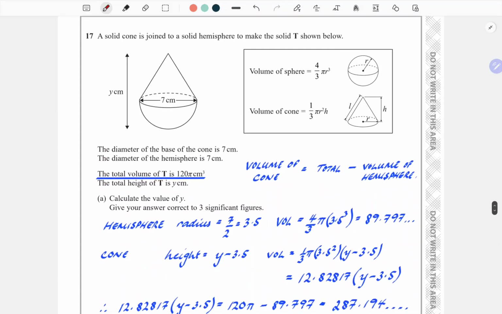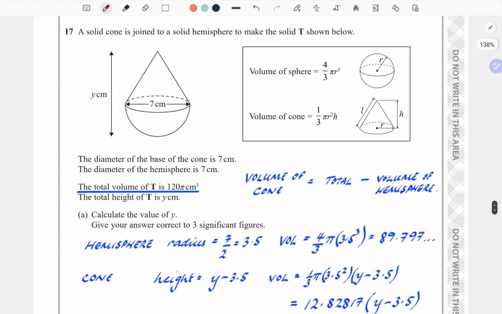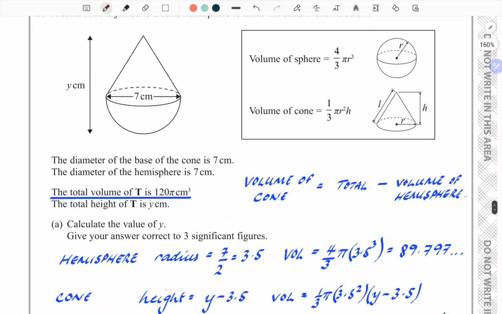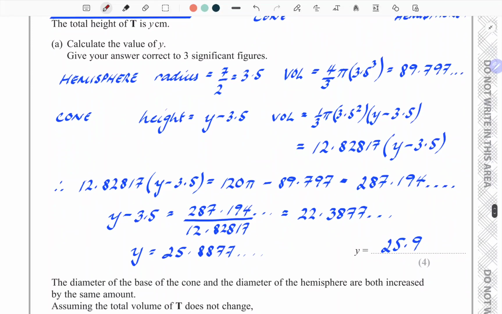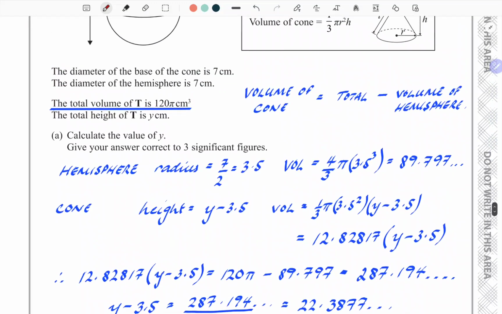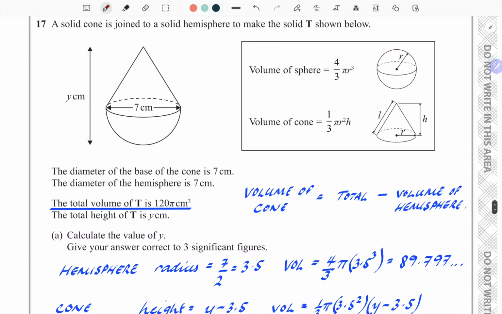Okay, number 17. Now, this one, the examiners really annoyed me with this. It's a significant amount of working to do and not a huge amount of space left. I don't know what they were thinking. So what they're telling us is we have this funny looking shape with half a sphere and then a cone popped on top of it. Wobbly shape. It's three-dimensional and it's solid.